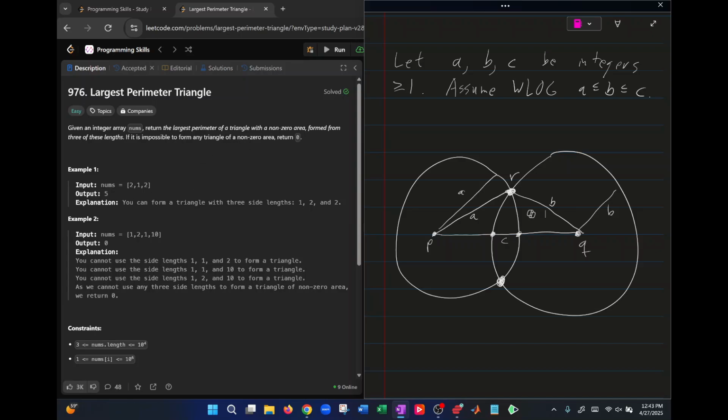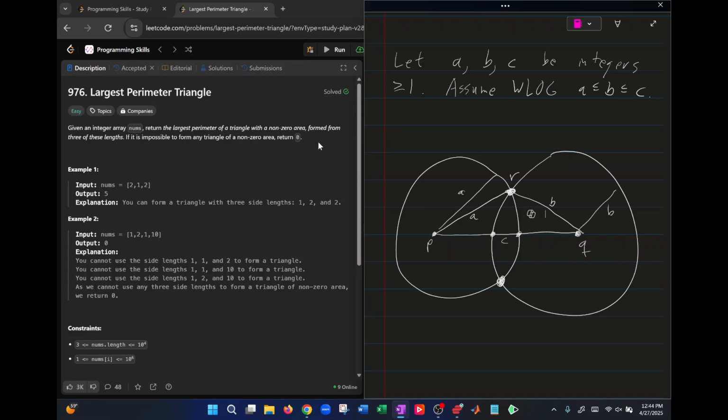And now this says return the largest perimeter of a triangle with non-zero area. And so what you would have to do here, just from what we've said already, is go through all possible combinations of three elements of this array nums, and if it forms a triangle, get the perimeter and keep track of it, and then you can have a running tracker to keep track of what is the largest perimeter that you've come across so far.